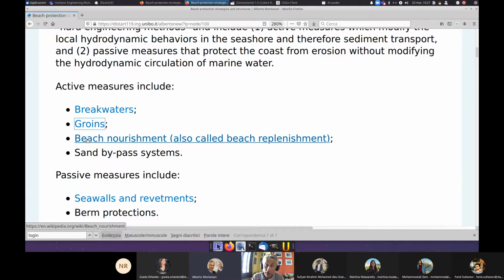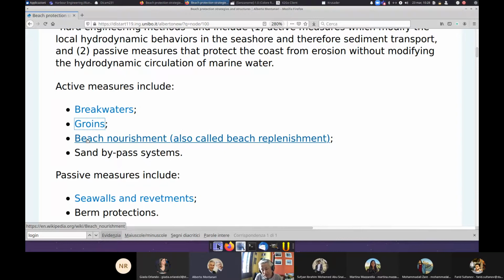It's a temporary solution, and moreover, it's extremely difficult to find the proper material to replenish beaches, because if you use a wrong material, a material that doesn't match the appearance of the original one, you get an intervention that looks very artificial. And it's not easy to find a sand that looks like the original one, because you cannot take the sand from the immediate proximity, because otherwise, of course, you would create an artificial erosion somewhere.